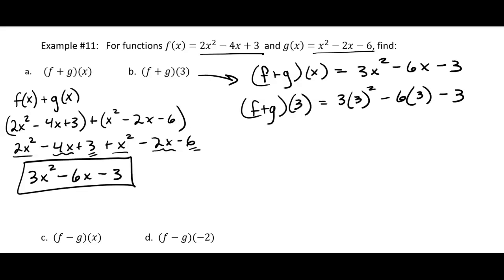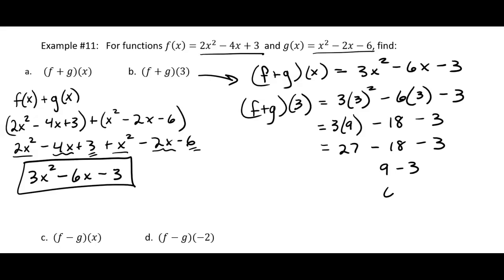Okay, and then we do the order of operations. 3 times 9 minus, that's going to be 18 minus 3. Usually I do all my multiplying in one step, but I didn't that time. Okay, 27 minus 18, what's that, 9? 9 minus 3 is 6. So part B, the answer is going to be a numeric value because we're evaluating the function, actually the addition of the functions, and we get 6.